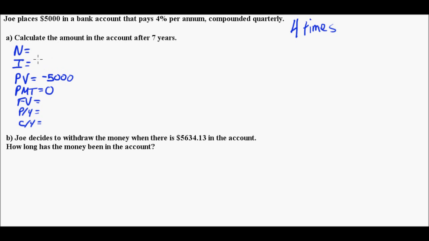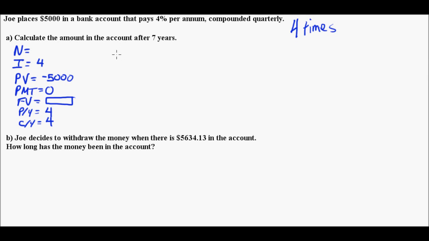The interest rate is 4% per annum. Now, it's compounded quarterly. So we're going to find the future value, right here. And it's compounded quarterly, so both of these are going to be 4. They're always the same. Now, the n is the tricky part here. How many payments are there going to be?